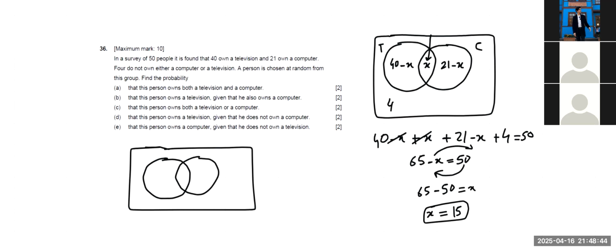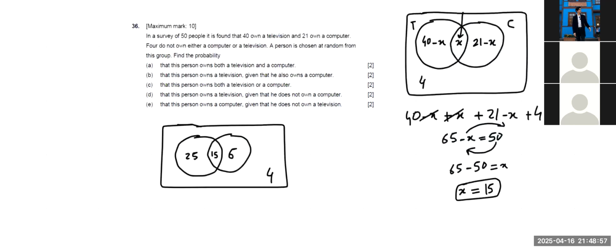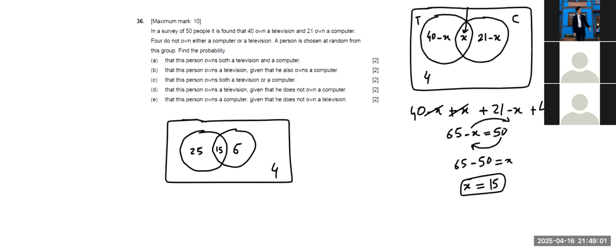So let's fill it in. So 40 minus 15 is 25. 15 right there for both. And 21 minus 15 is 6, I think. And 4 people own neither. Just to check, if you want, you can add all of this up. It'll be 50. I trust my math, so I'm not going to check. You guys should definitely check though.